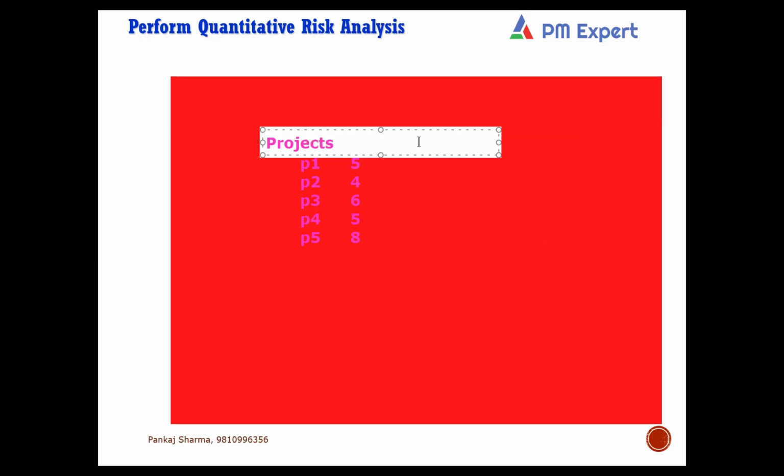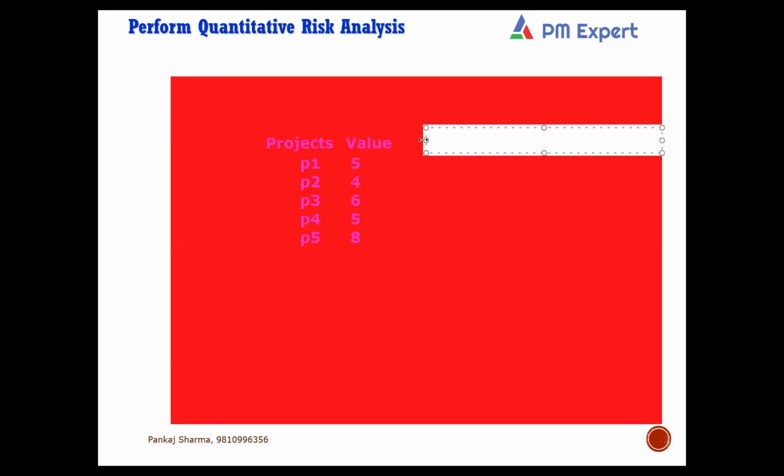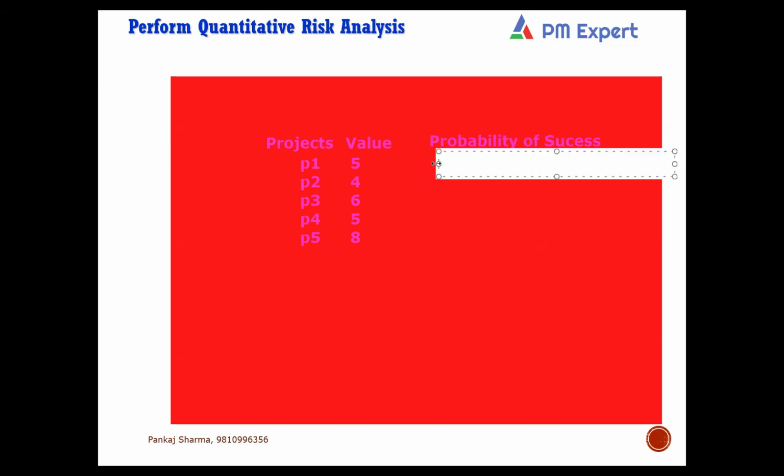Now, and this is the probability of success. Probability of success. Say this is 0.6.